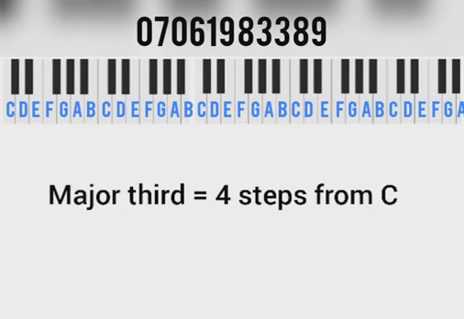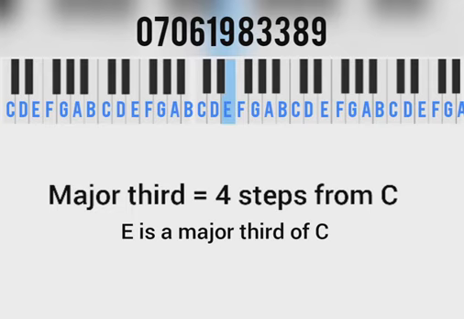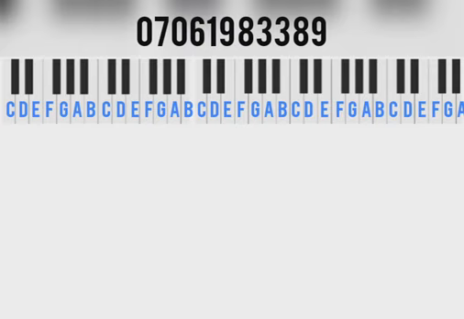Okay? This is C. 1, 2, 3, 4. So E is a major 3rd of C. So we have 0, 1, 2, 3, 4. So C to E is a major 3rd. Okay? So where's my minor 3rd? This is my minor 3rd.